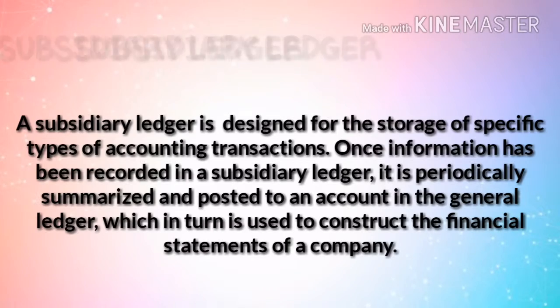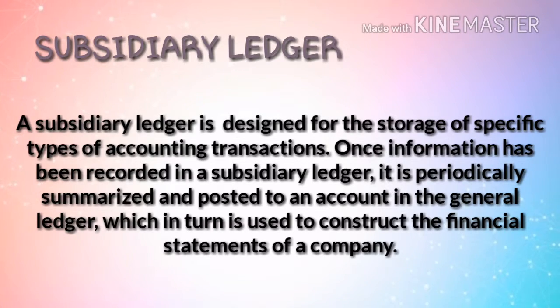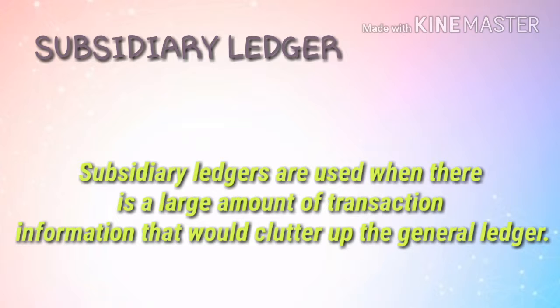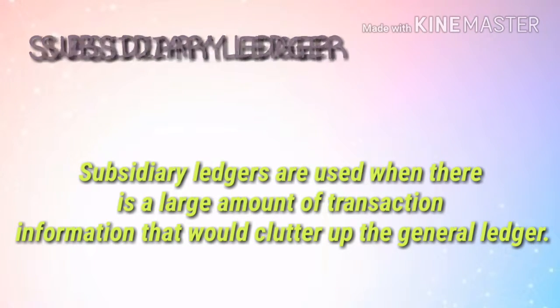Subsidiary ledger. Subsidiary ledger is designed for the storage of specific types of accounting transactions. Once information has been recorded in a subsidiary ledger, it is periodically summarized and posted to an account in the general ledger, which in turn is used to construct the financial statements of a company. Subsidiary ledgers are used when there is a large amount of transaction information that would clutter up the general ledger.